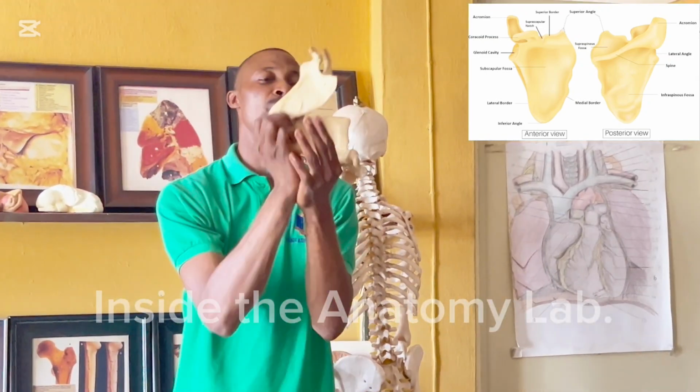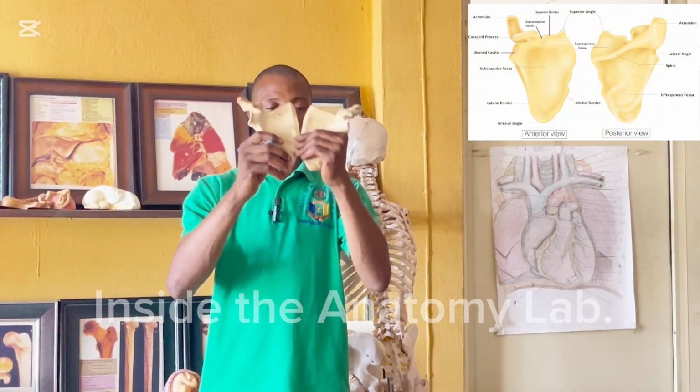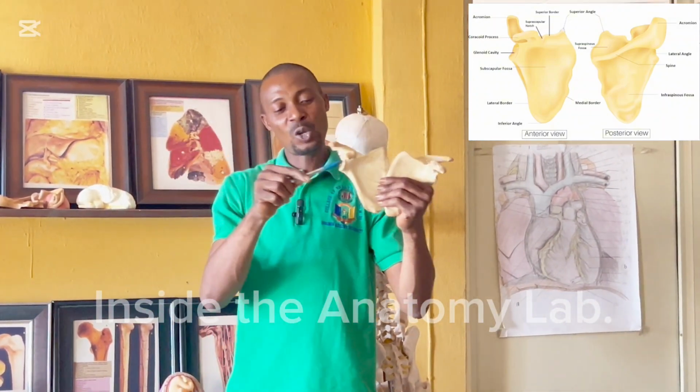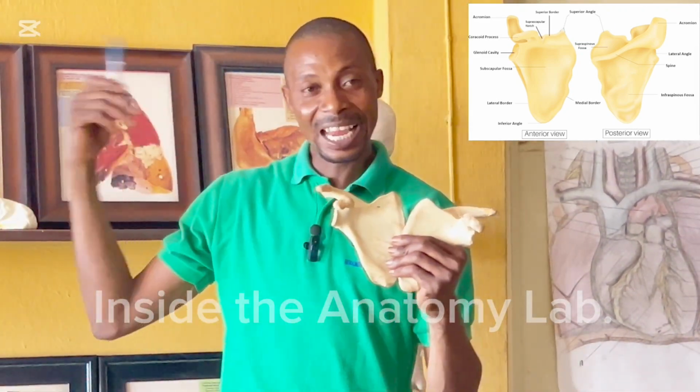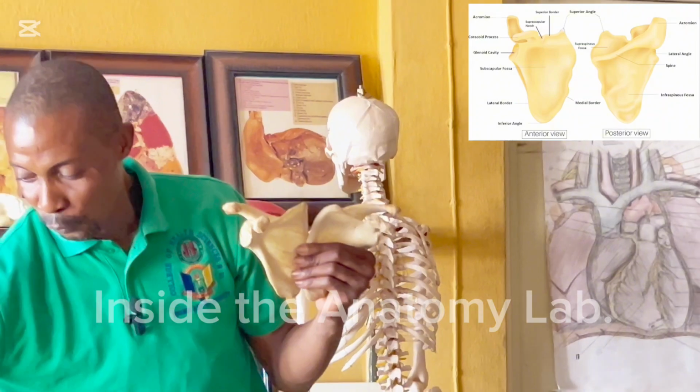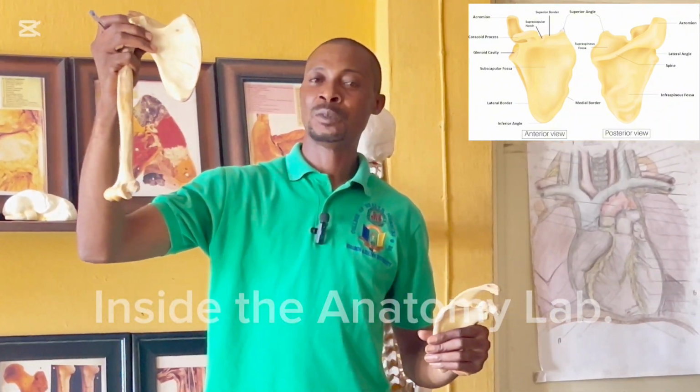Now, looking at these two, the pair of scapula I have here, you can say that as long as this glenoid cavity is pointing towards the head of the humerus to form the glenohumeral joint, we can say that this is the what?